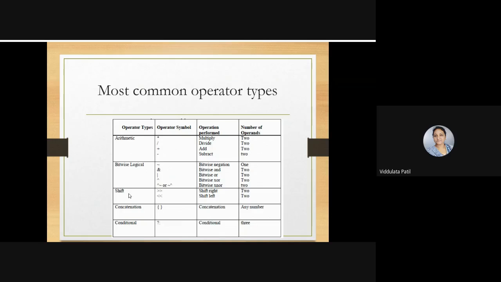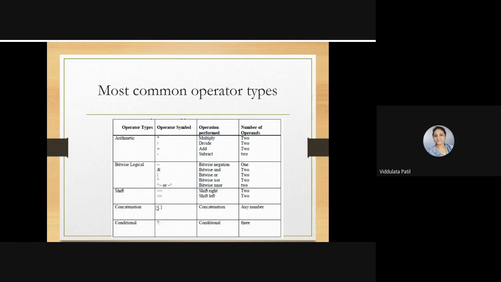Then for the shift operation, two greater-than symbols are used for shift right, and two less-than symbols are used for shift left. Okay, so these are the different symbols used for the shifting operation.